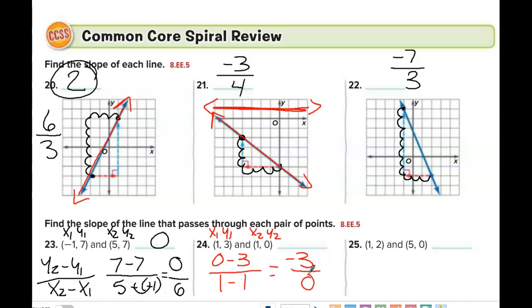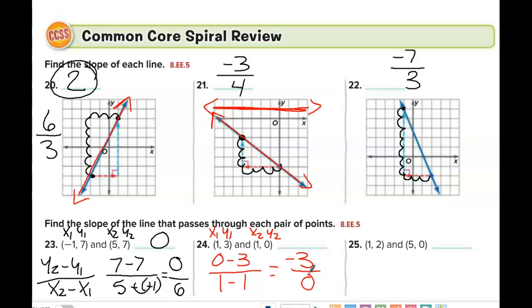Type negative 3 divided by 0 in your calculator. Grab a calculator and type in negative 3 divided by 0. It gives a divide by 0 error. It says error, right? Can you divide by 0? No. Because you can't split things into nothing groups.